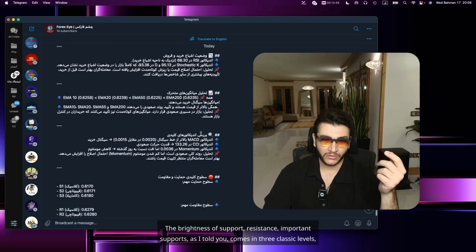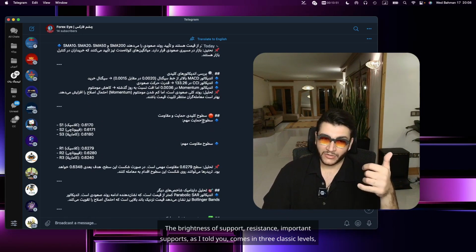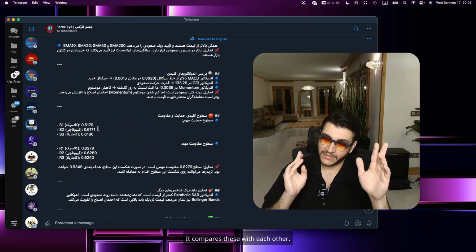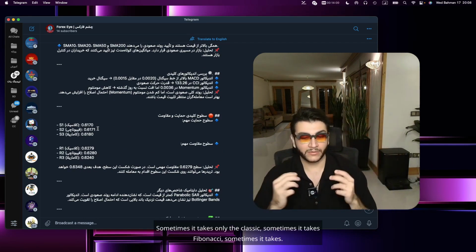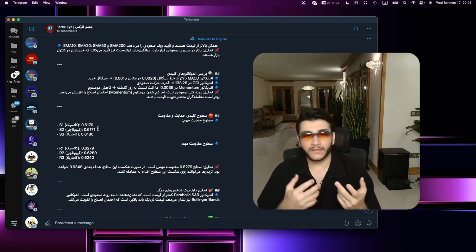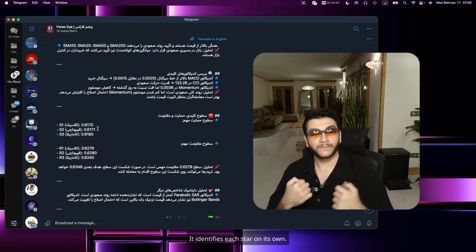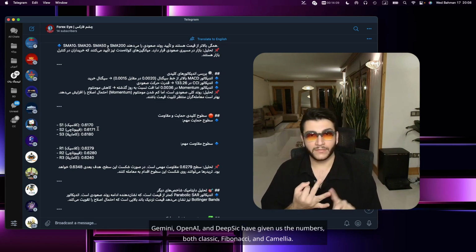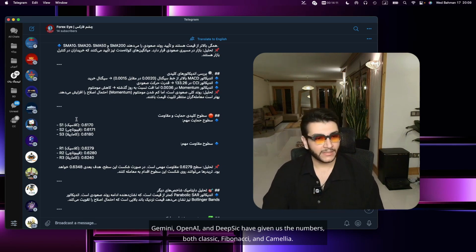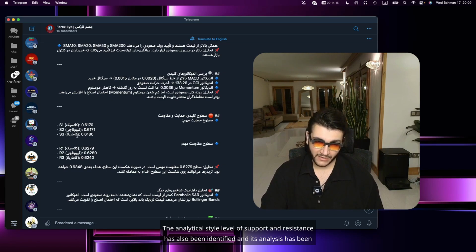The support and resistance section, the important supports, as I told you, come in 3 classic levels: Classic, Fibonacci and Camarilla. It compares these with each other. Sometimes it takes only the classic, sometimes it takes Fibonacci, sometimes it identifies each one on its own. Gemini, OpenAI, and DeepSeek have given us the numbers, both Classic, Fibonacci, and Camarilla. The level of support and resistance has also been identified and its analysis has been explained.